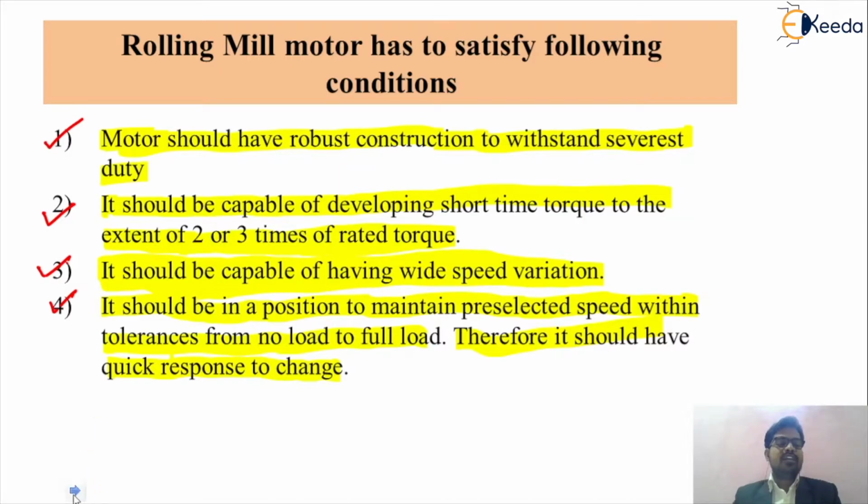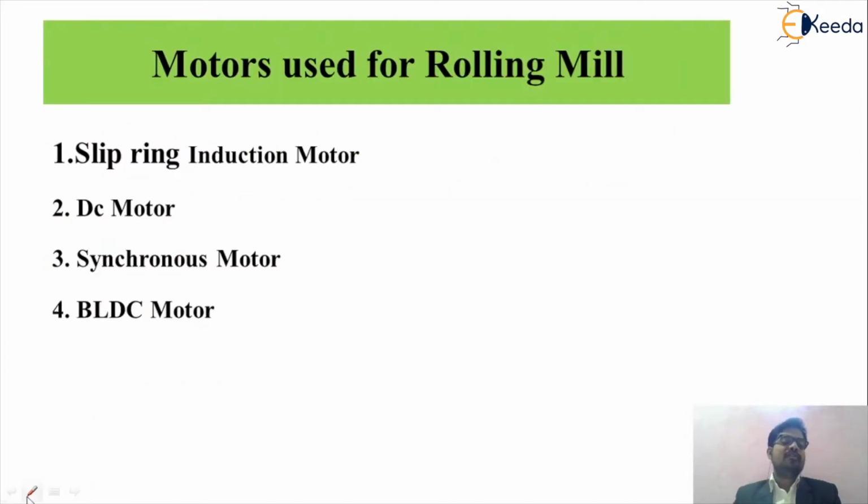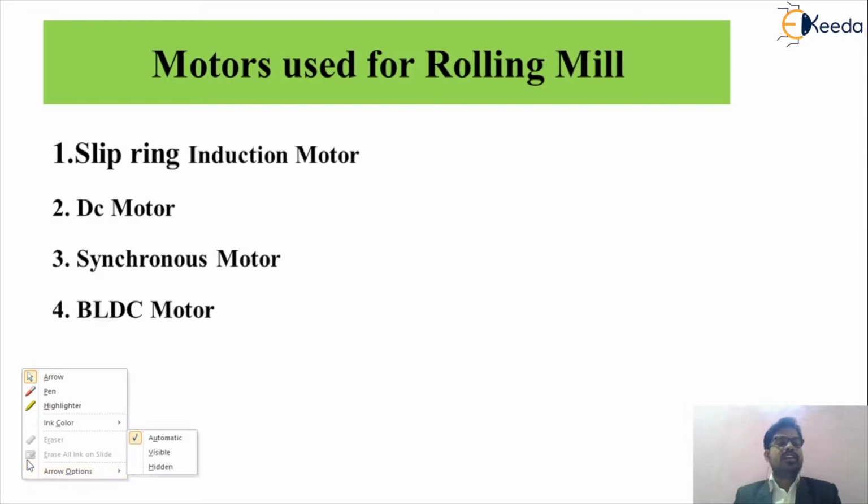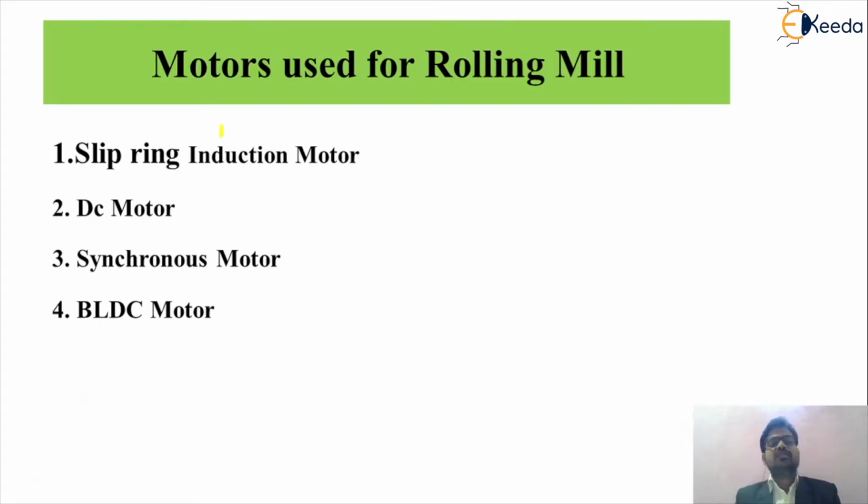So now we can understand which types of motors we prefer for the different types of steel rolling mills. Obviously, friends, according to our different requirements, we have to use different types of motors for the steel rolling mill. So now we can discuss which type of motor is applicable for which type of application in the steel rolling mill. The first important motor that we will use for the steel rolling mill is the slip ring induction motor.